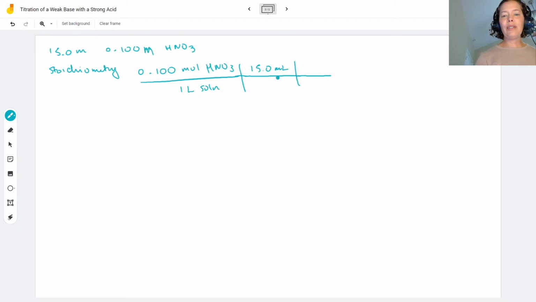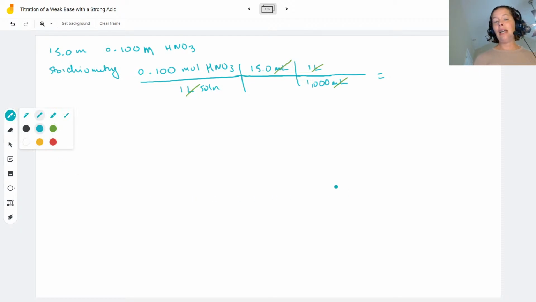But of course, milliliters doesn't cancel with liters, so you have to put in your conversion factor from milliliters to liters. Now, when you do this often, you end up just doing this in your head, which is totally fine. But I think it's always good to make sure that you can still do it step by step and that you're not flipping anything. Because here, remember, you've got to divide by 1,000. And I see a lot of students who accidentally multiply by 1,000. Okay, so this gives me 0.0015 moles of nitric acid.